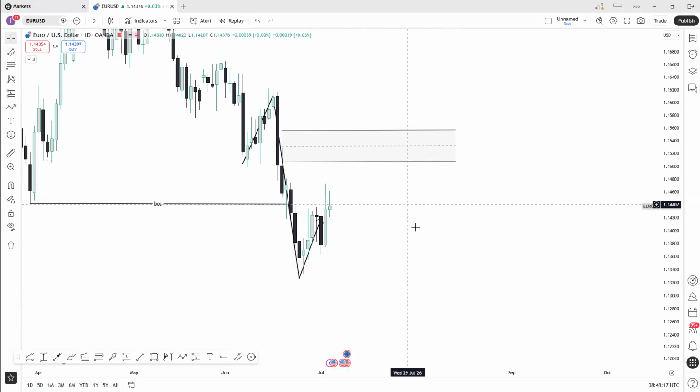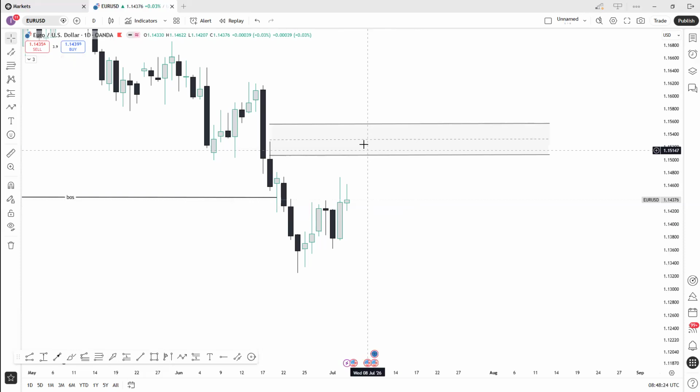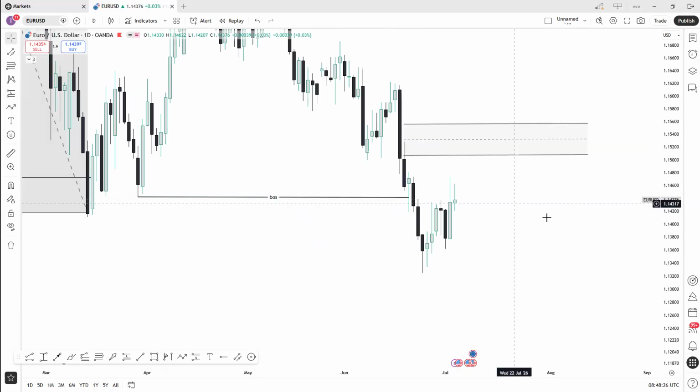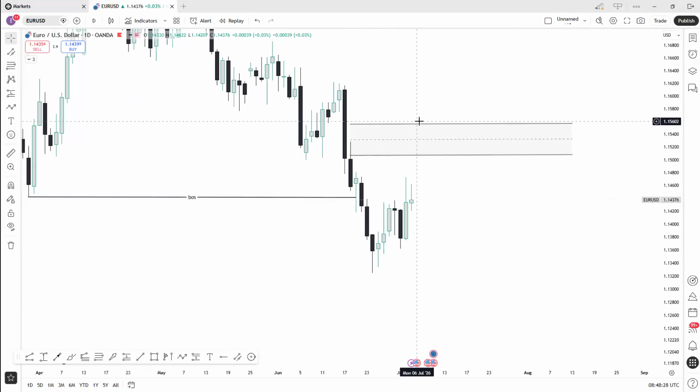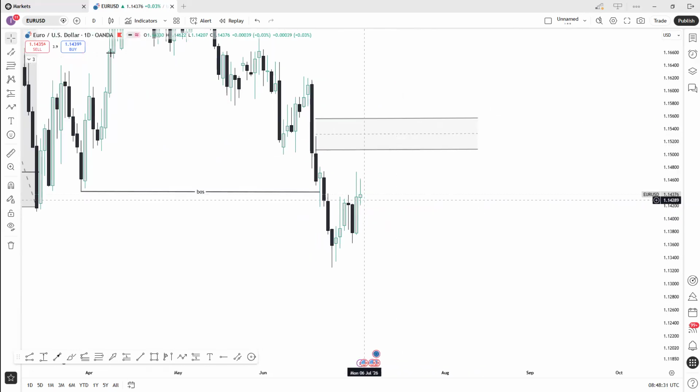So right now we are trading counter trend for bullish. We're finding some entries, some buys, until price reaches that optimal entry, and then later we'll find sells.